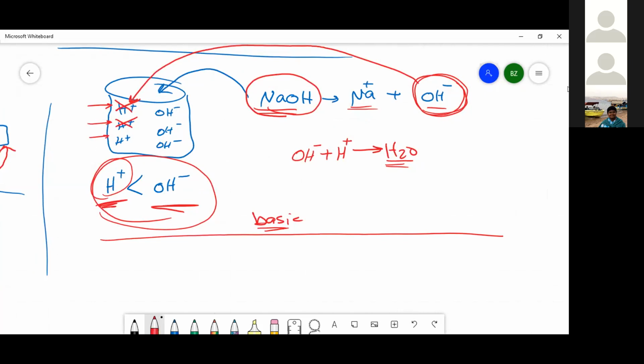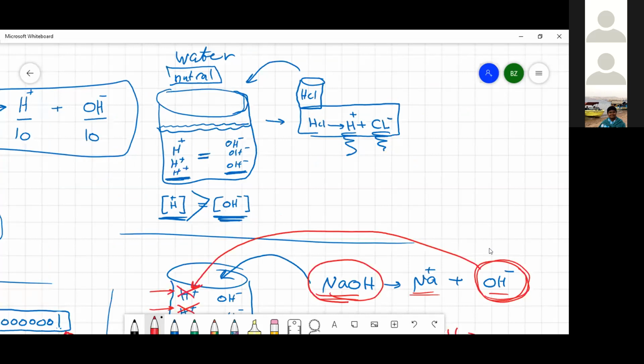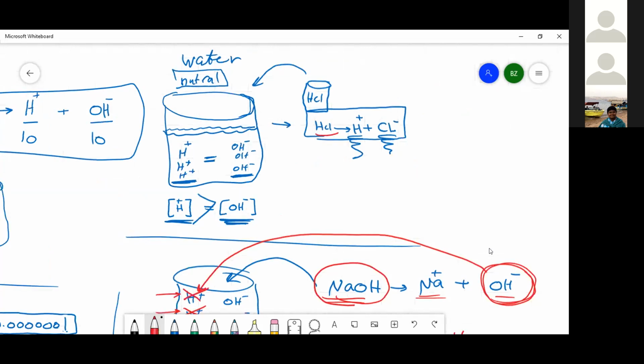Everyone, in the beginning, we said that if we add HCl, the HCl has H pluses, which increase the H pluses in the water, so the solution becomes what? Acidic. I think this idea is clear. Ali Abbas, is it clear? Yes, sir. Okay, now the next point.